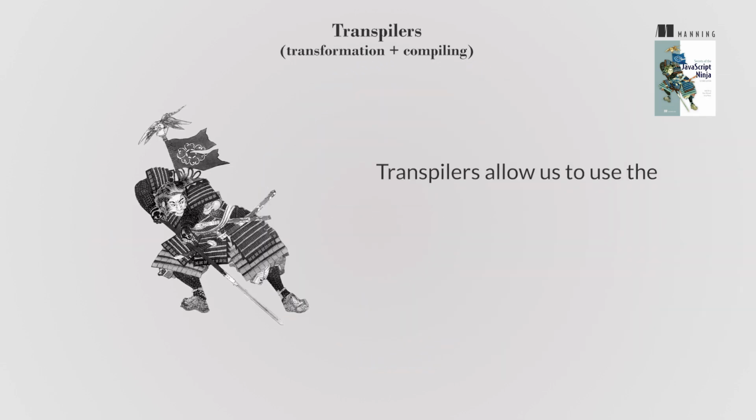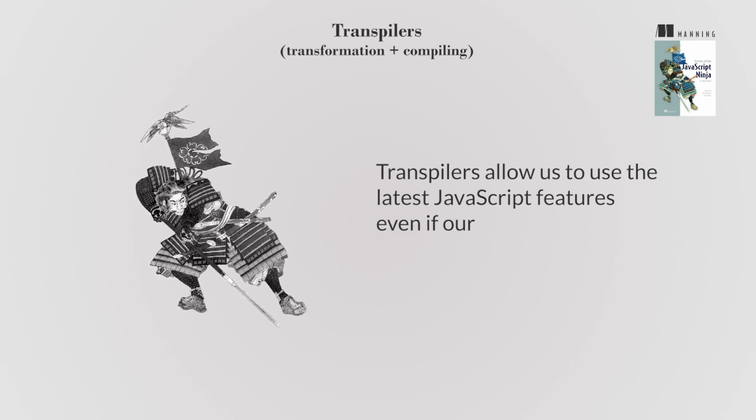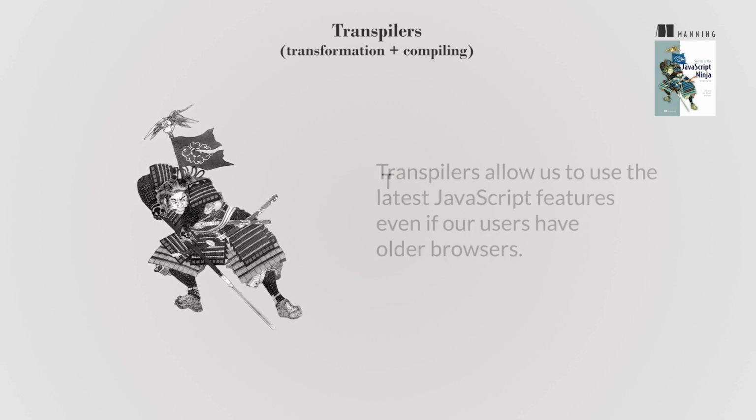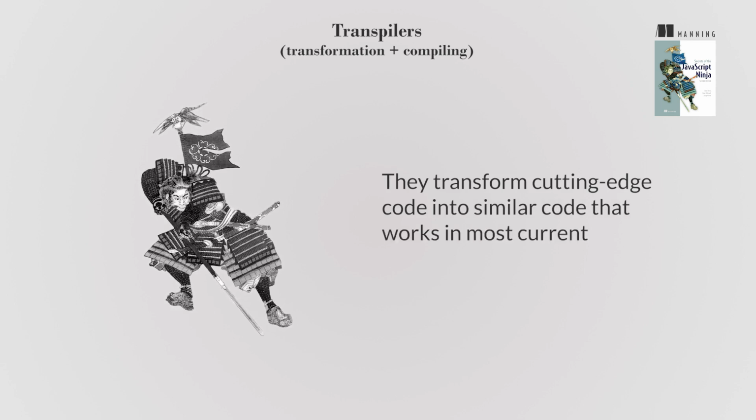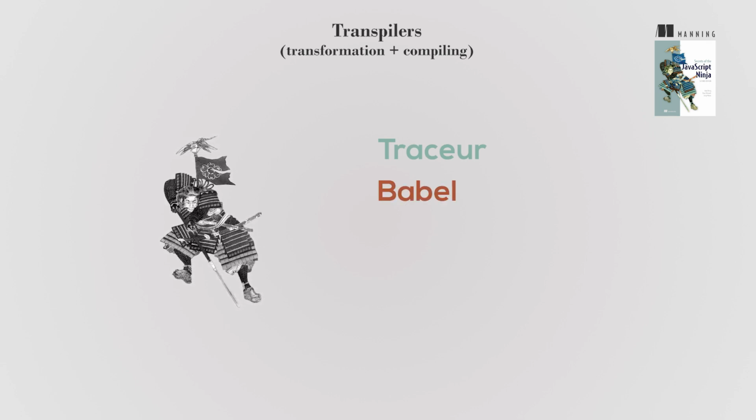Transpilers allow us to use the latest JavaScript features even if our users have older browsers. They transform cutting-edge code into similar code that works in most current browsers. Popular transpilers include Traceur and Babel, which are easy to set up by following tutorials.